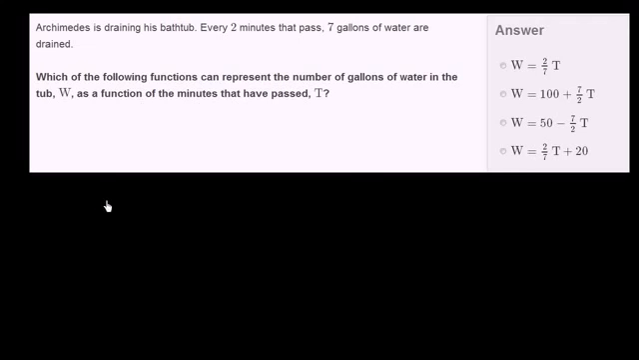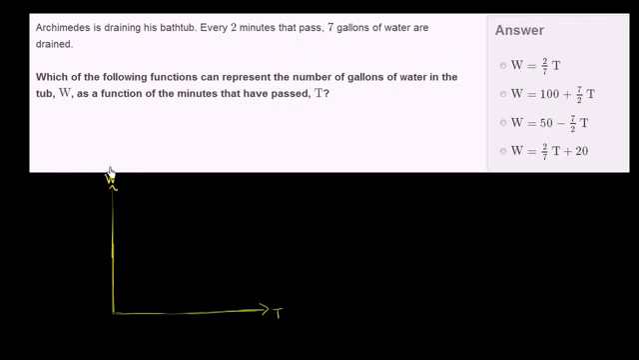So let's think about this visually. Let's plot the number of gallons of water we have. Let's put that on the vertical axis. That is a function of time. As time passes, we will lose water at a fixed rate. So this is our time axis right over here.